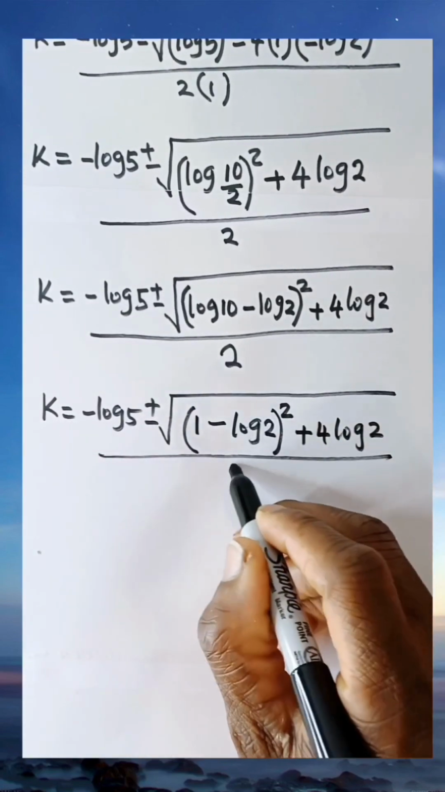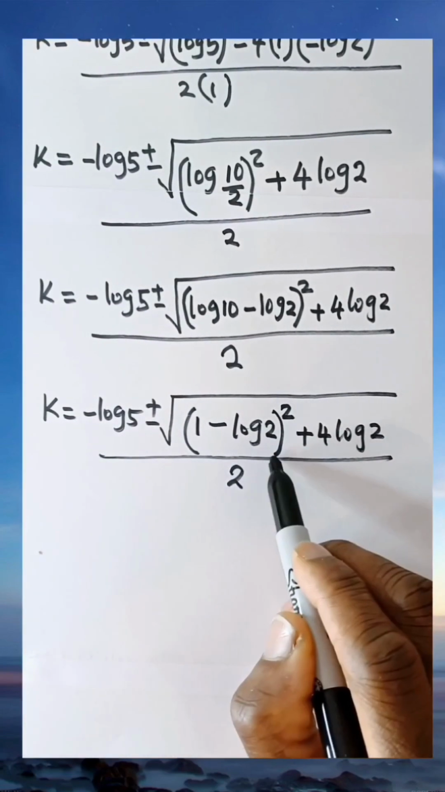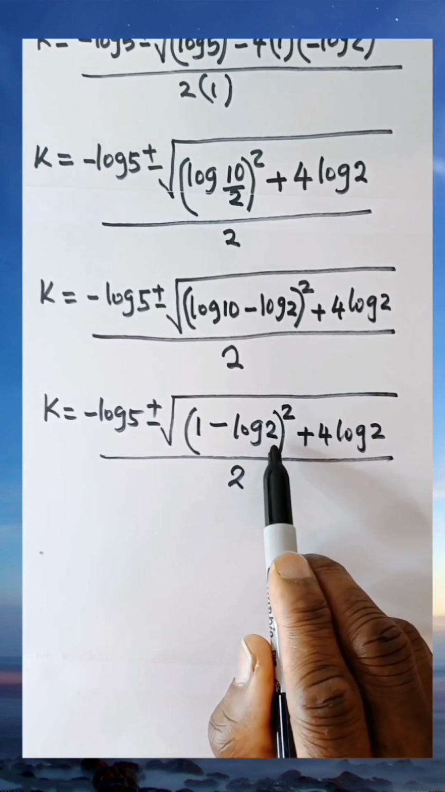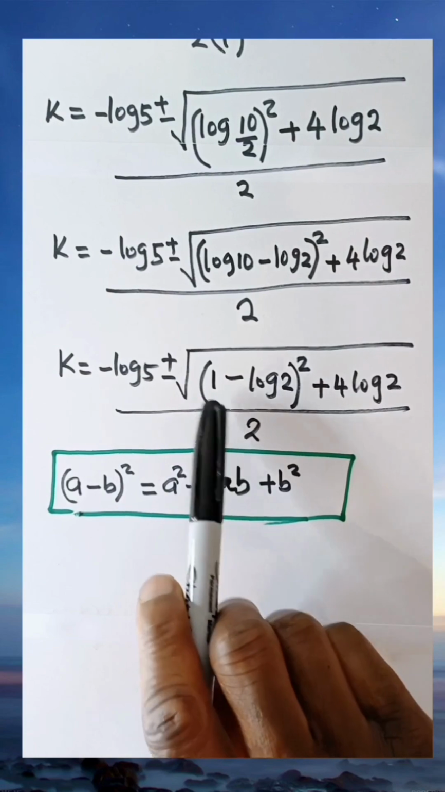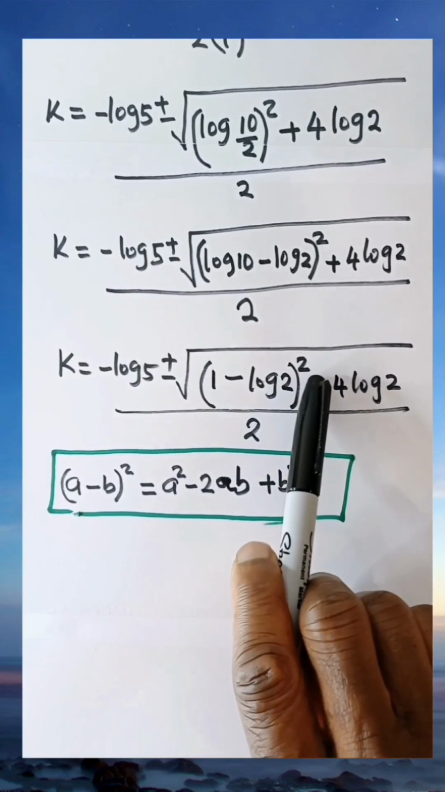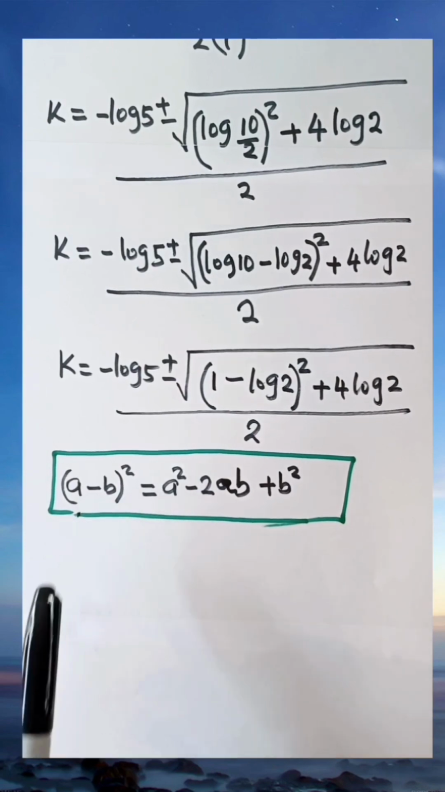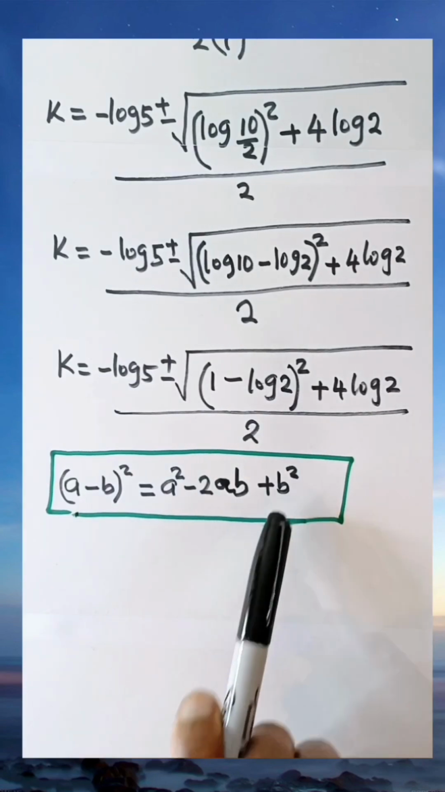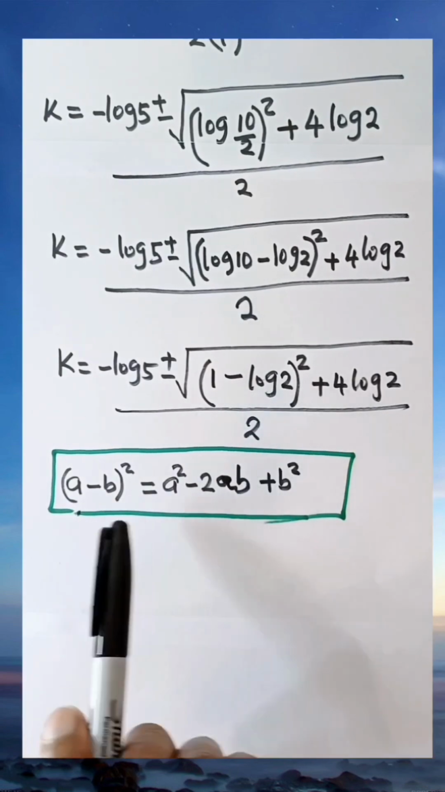Here we have open parenthesis 1 minus log 2 close parenthesis, raised to the power of 2. This represents an algebraic identity. If you look closely at what we have here, this represents the left-hand side of this algebraic identity. We are going to express this in this format. So here, 1 is represented by A, and log 2 is represented by B.